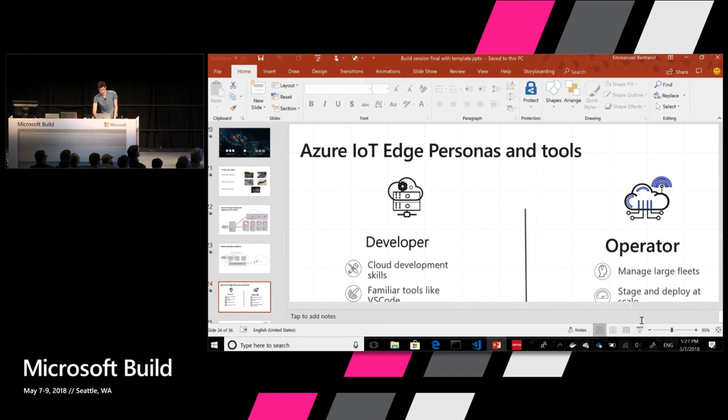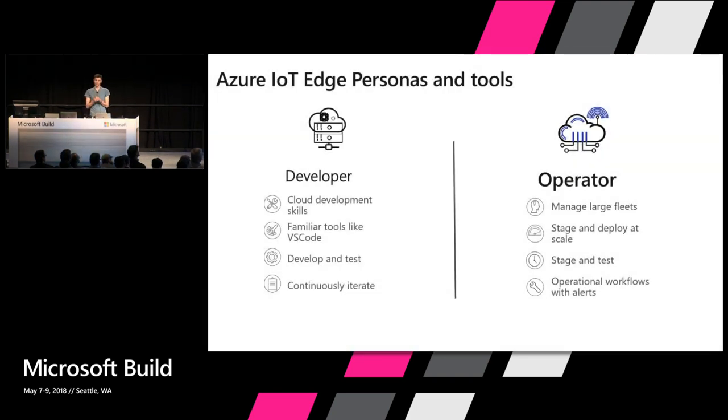All right, so that's a really powerful tool when you're a single developer. But what about when you're in a team of developers? Or what about when you're an operator and need to manage a large fleet of devices? So the basics first. We define the developer persona as someone who does all the development work, who is familiar with VS Code, who does some testing of the solution, who wants to continuously iterate to automatically add their changes to the solution. And the operator persona manages large fleets of devices, prepares deployment, stages deployment and tests those deployments, and makes sure that all the devices are running properly as they should.